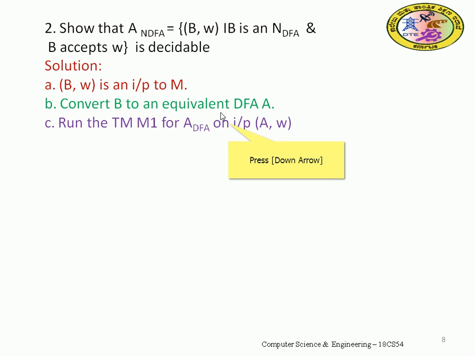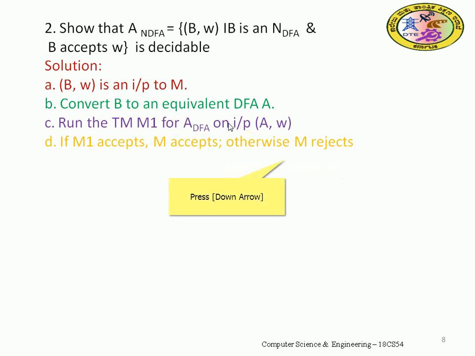So run the Turing machine model M1 for acceptance of deterministic finite automata on an input A comma w, where A is a deterministic finite automata. So the conversion is going on. If M1 accepts, M1 being the Turing machine model, we will accept. So M accepts, otherwise M rejects.